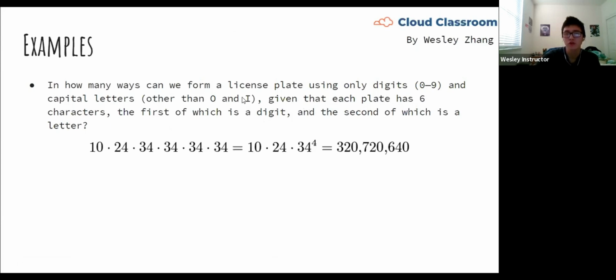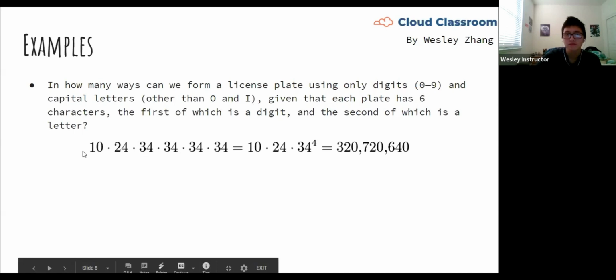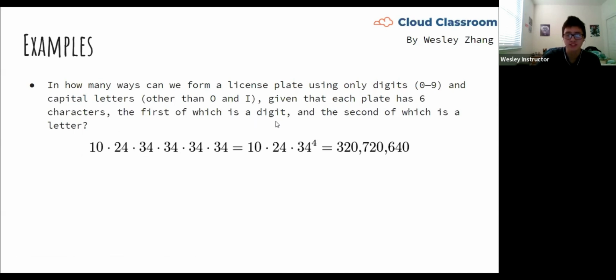And how many ways can we form a license plate using only digits 0 to 9, and capital letters other than O and I, because O looks like zero and I looks like one? Given that each plate has 6 characters, the first of which is a digit and the second of which is a letter. So we're pretty limited in our first two slots.